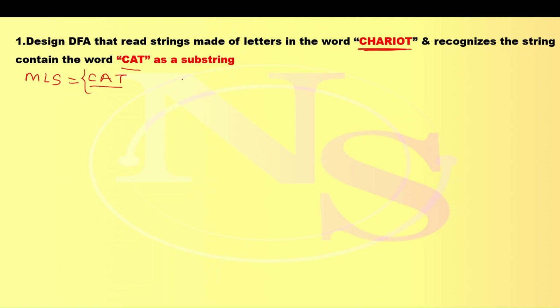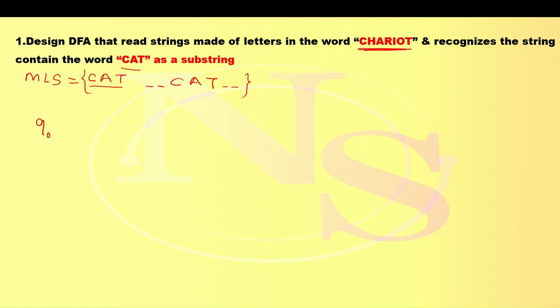As a substring means what? Before CAT, any symbol may come or may not come, that is 0 or many times. After CAT, any symbol may come or may not come, that is 0 or many times. Now start designing the DFA based on this understanding.